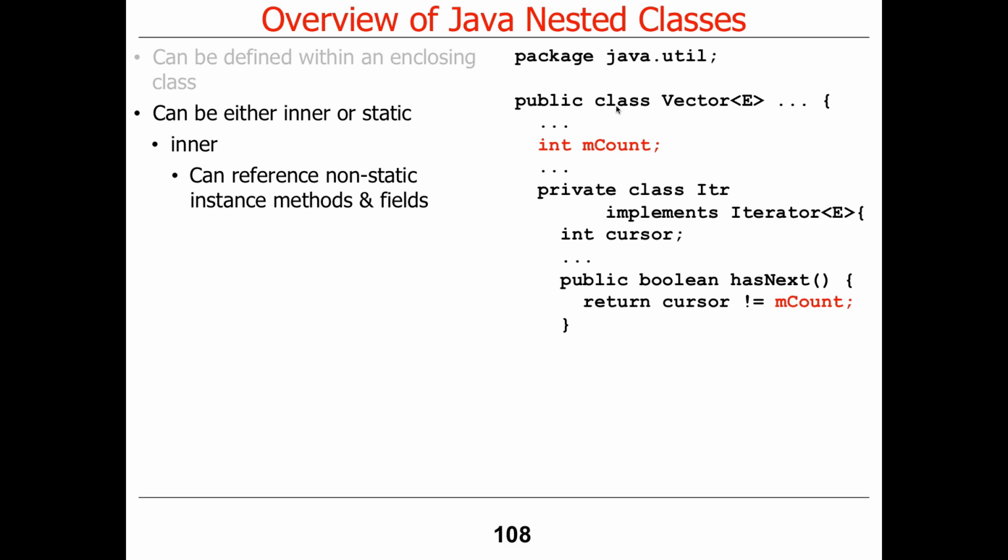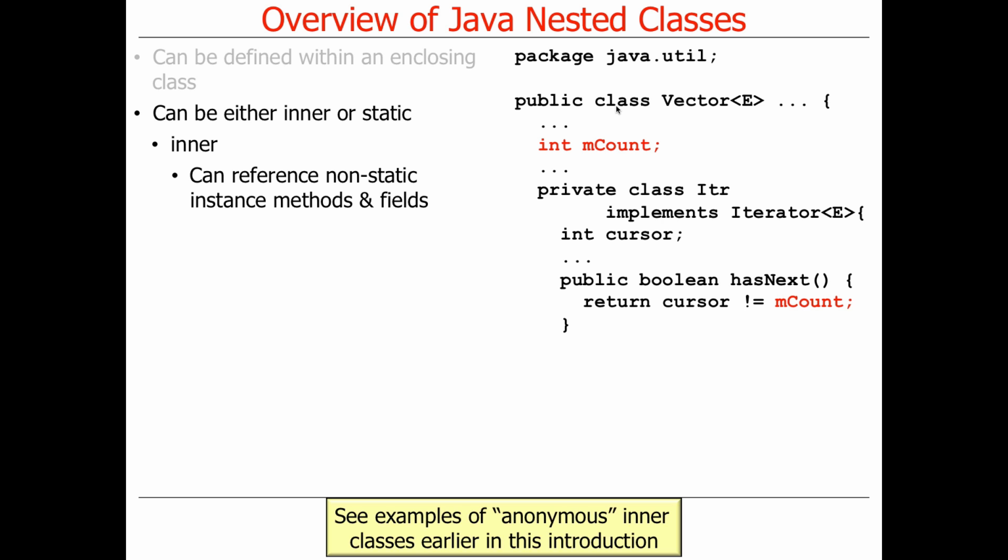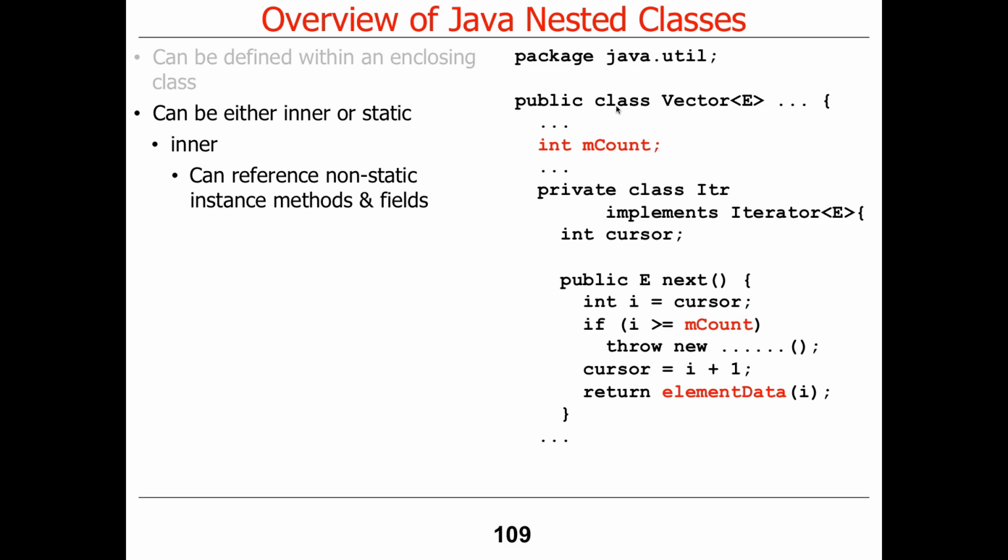So here, the hasNext method is going to check to see if the cursor, which would be initialized by the constructor of iter, equals mCount or not. And mCount is actually the count of the number of elements in the vector. So you can see within this inner class, we're actually accessing a field defined in an outer class. And that's because it's a non-static inner class. We showed some earlier examples of anonymous inner classes, and this is not an anonymous inner class, but we'll talk more about those later.